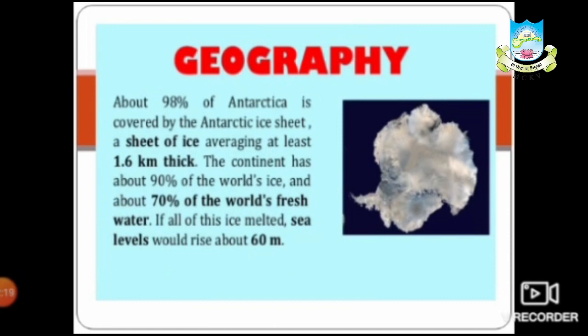Antarctica is known as the White Continent, as 98% of the continent is covered with ice of 1.6 km of thickness, making the subsoil permanently frozen, known as permafrost. The continent has about 90% of the world's ice and about 70% of the world's fresh water.